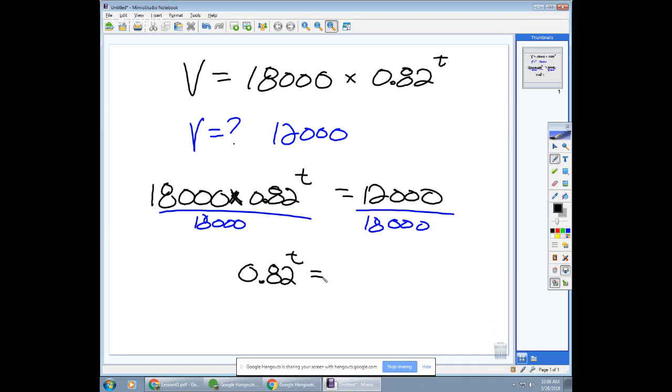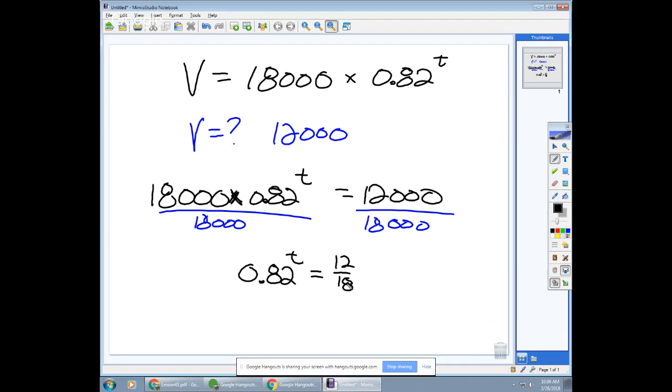Let's see, cleaning that up, we can divide by 1,000 pretty easily. Then we get 12 over 18. And I'm not too worried about simplifying that more. We could divide top and bottom by 6 and get it to 2/3, which is fine. The bigger picture is, what do I do next to get the exponent out?